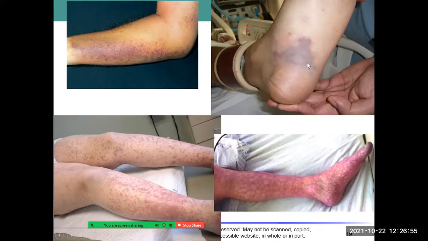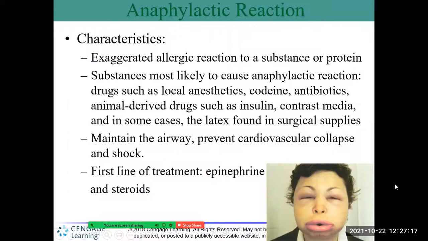Here's the ankle. So this is a very mild one, of course. It goes from the upper right-hand corner, which is probably the most mild form. The upper left-hand corner is next. The lower left-hand corner would be more severe, and the lower right-hand corner is extremely severe. And this patient is probably extremely ill.